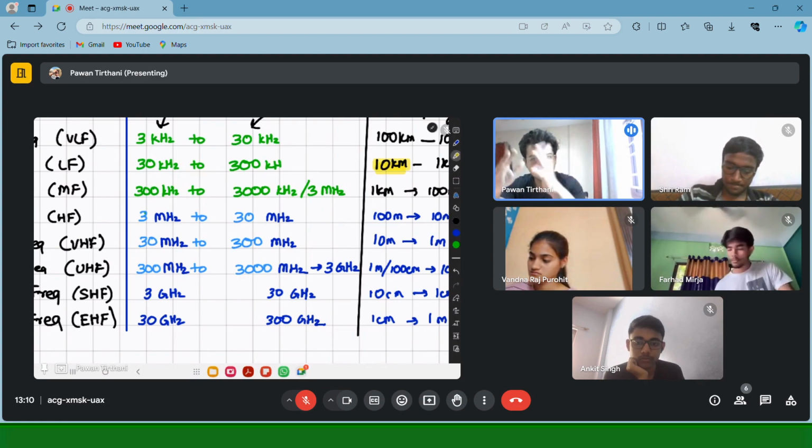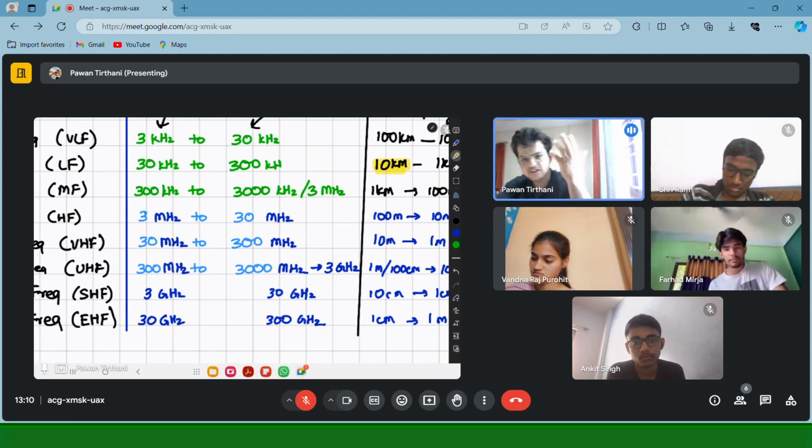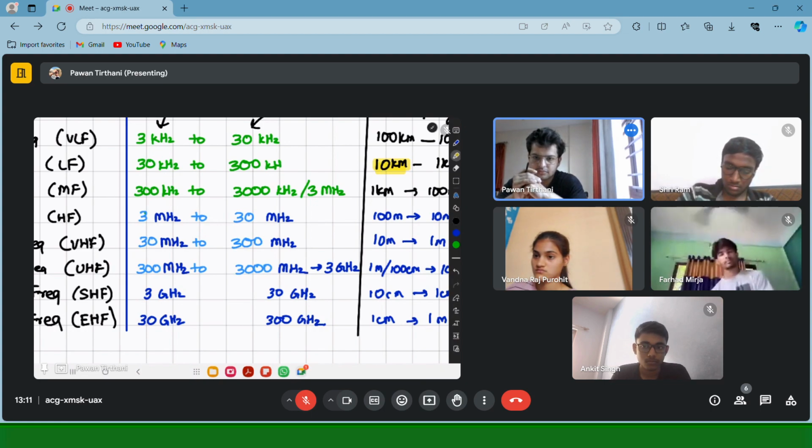So a wave which is traveling in such big steps will not have the same properties as a radio wave which is traveling with these small steps. Okay, they will be different, and we are going to study about such waves. Any doubts so far? No, right?